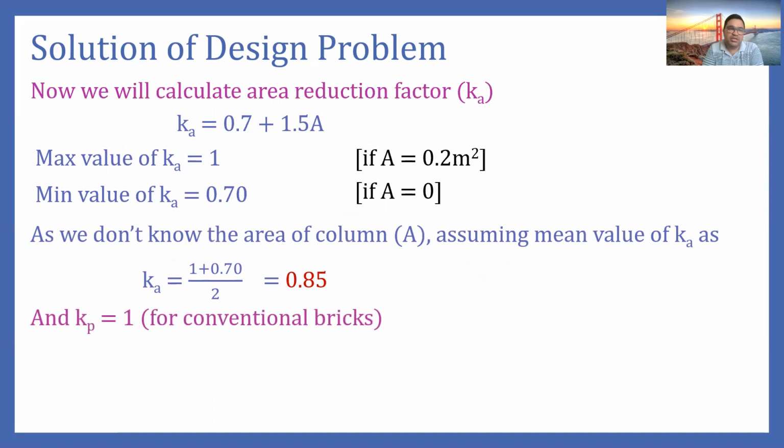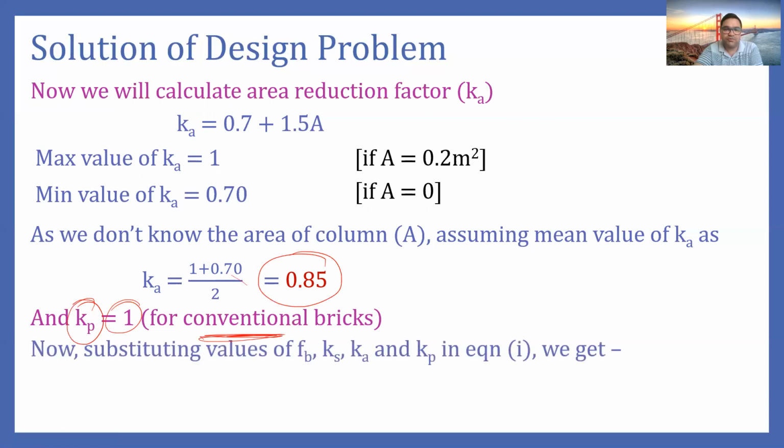Now moving to another parameter, which is Kp. In the Fp calculation only Kp was left, and Kp is dependent on the type of brick. In the question it is mentioned that we have to use conventional brick, and for conventional brick the Kp value is 1. So now we have found all the values, although Ka is the average value, and we will calculate the actual Ka value later when we find out the second dimension of the column.